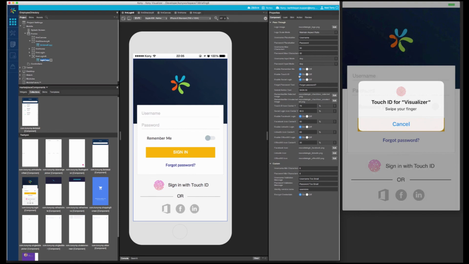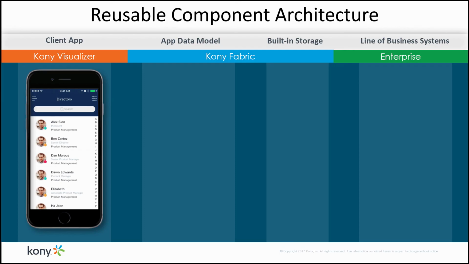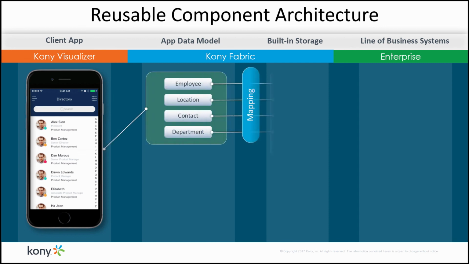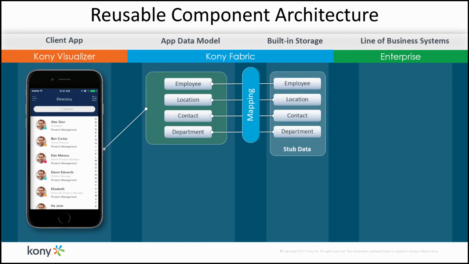just by setting a property. Each component that we just demonstrated includes a virtual app data model in Fabric. In the case of this directory component, this includes an app data model that comprises employee directory tables. In this case, the app data model is mapped to Kony Fabric built-in storage objects. We will learn in a later tutorial how we can remap the virtual app data model to a different business system.